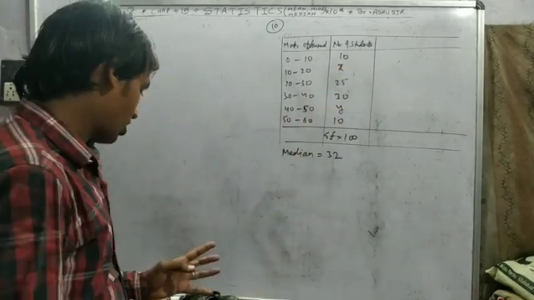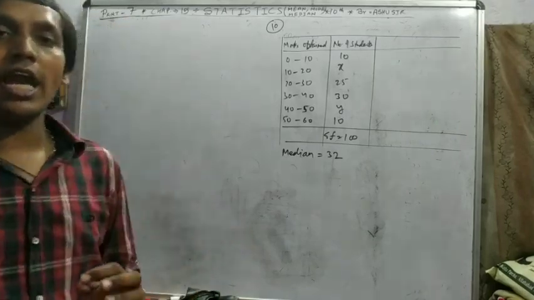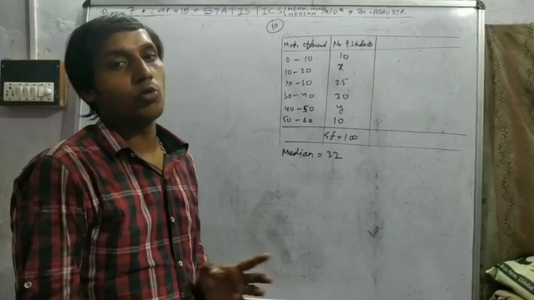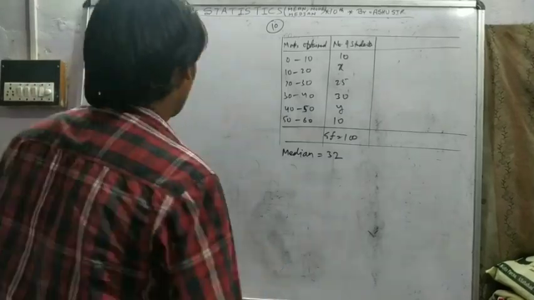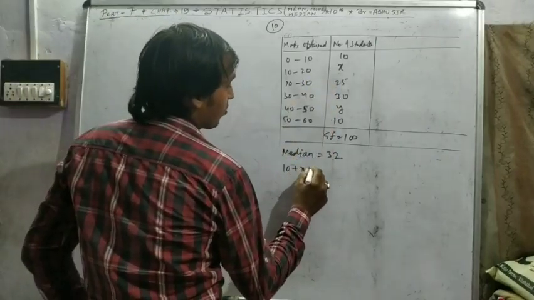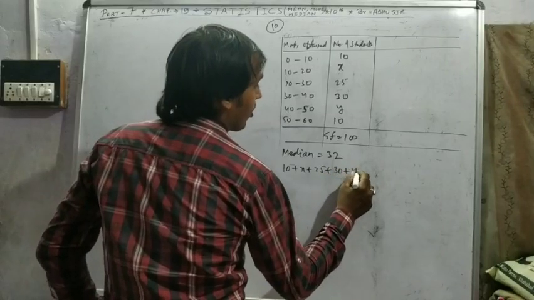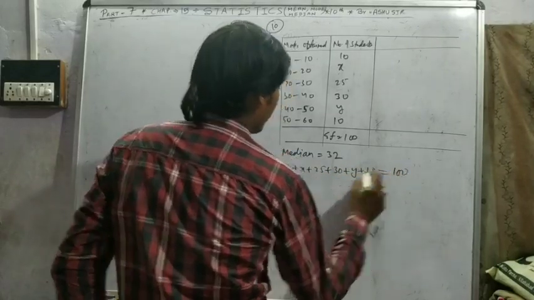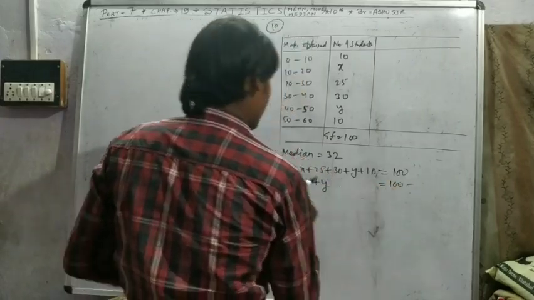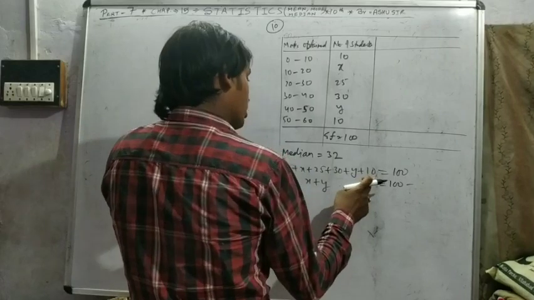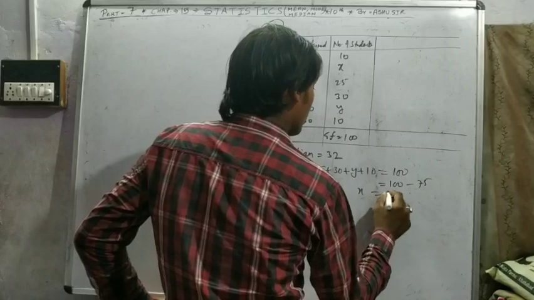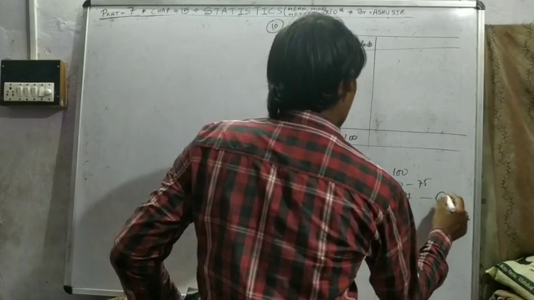This is a missing frequency question. We take the variables x and y. The concept for this: median and mode both lie in the median class or modal class. Firstly, 10 plus x plus 25 plus 30 plus y plus 10 is equal to 100. So x plus y is equal to 100 minus 75, that is 25. So x is equal to 25 minus y, equation first.